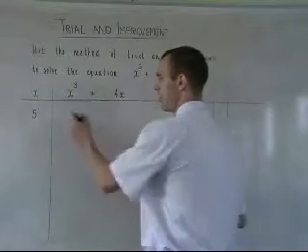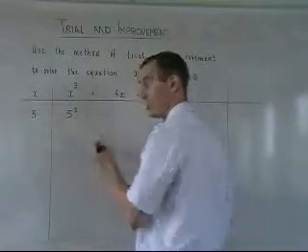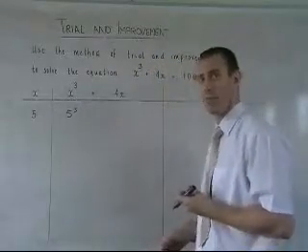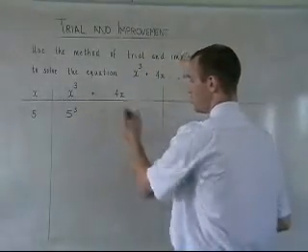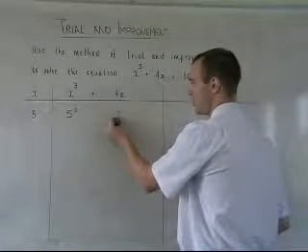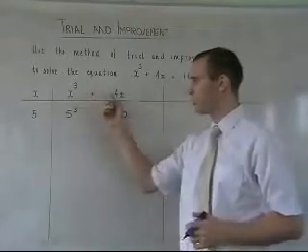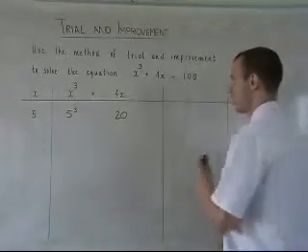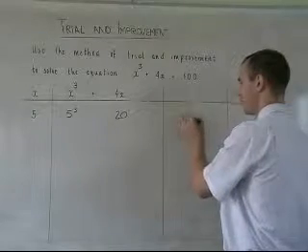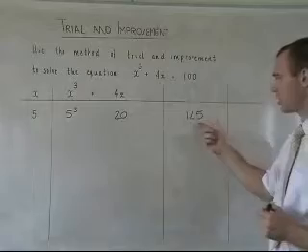We put that in, and we'll do 5 cubed, which means 5 times 5 times 5. We've got 4 times 5, or 4 times x, which is 20. Right. In this case, we're adding the two numbers together, which gives us 145. We want 100, so this is clearly too big.